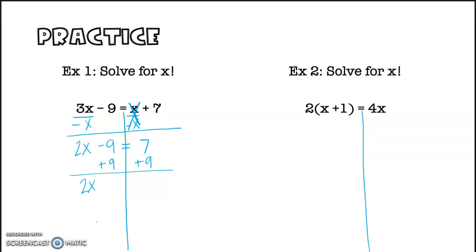Negative 9 and positive 9, that's a 0 pair. Equals 7 plus 9, that's going to give me 16.